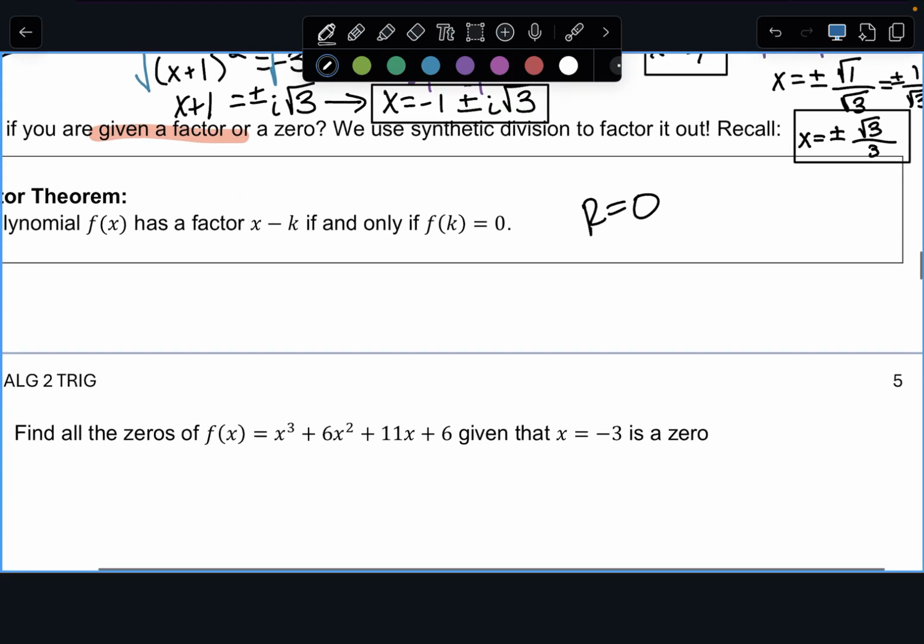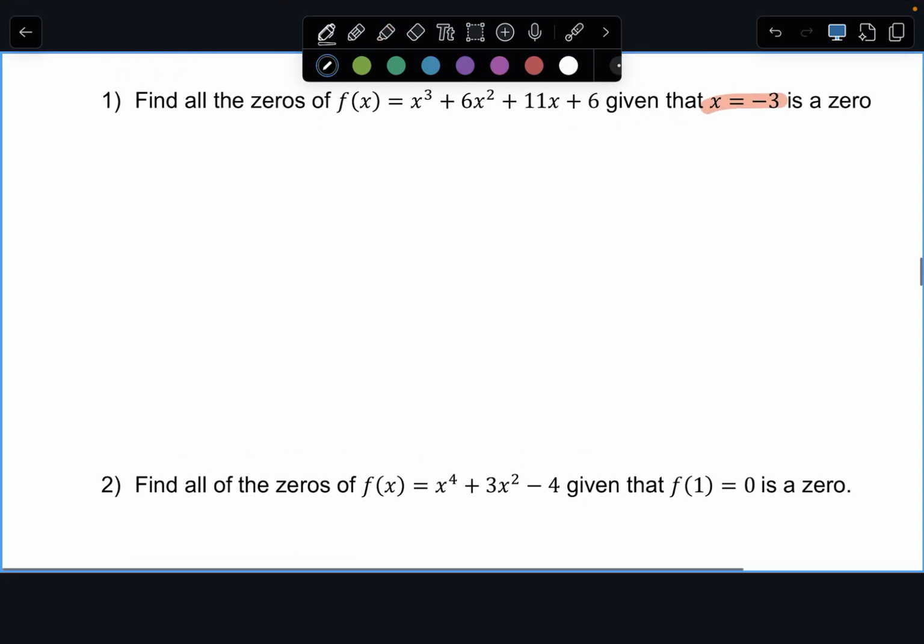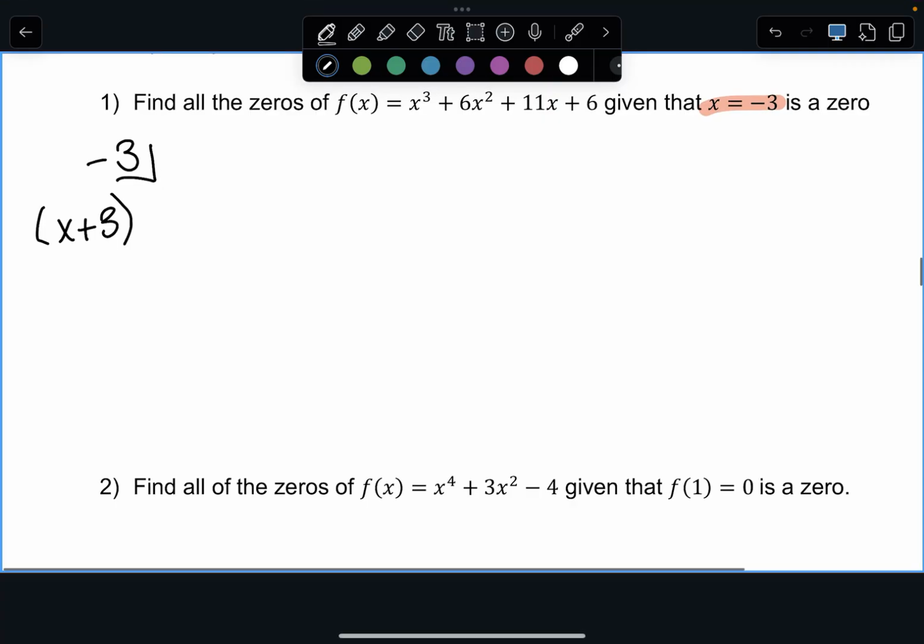Okay? So, this first one tells us x equals -3 is a 0. What is my special number in the box? -3. But my factor is, when I switch my sign, x plus 3. So I'm really dividing here by x plus 3. But my 0 is -3. Okay. It says find all the zeros. What it's really asking is to solve the equation with that function set equal to 0. So we're solving this.